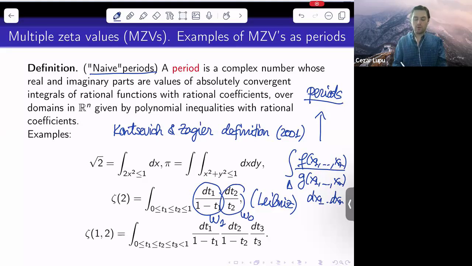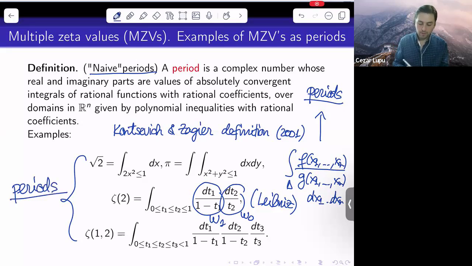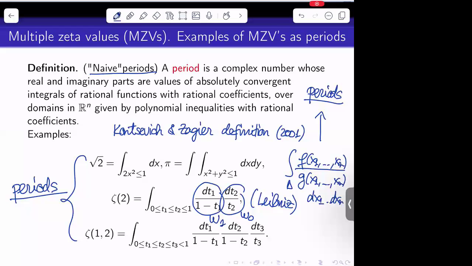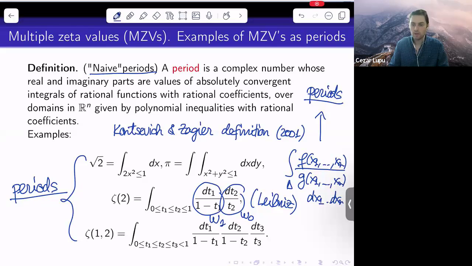Also, if we want to write a double zeta value, so zeta of 1, 2, we can write it in this way as well. So all these that you see here are what we call periods. Well, there are some other numbers which we don't know if they're periods. For example, you can find the hypergeometric functions and so on. But for example, we don't know if gamma, the Euler-Mascheroni constant, is a period or not. So we don't know that.